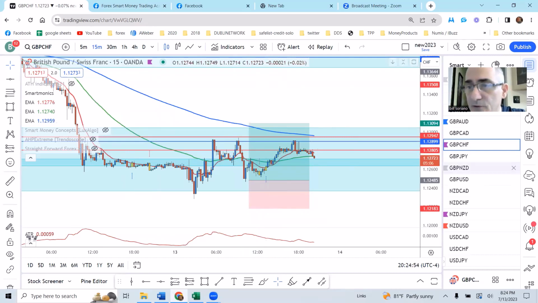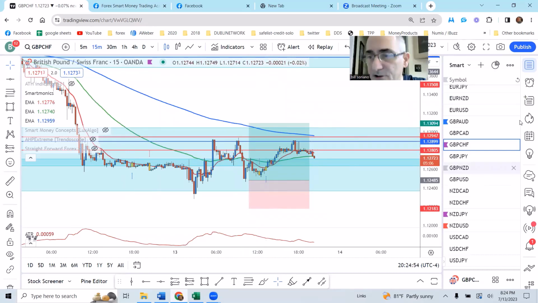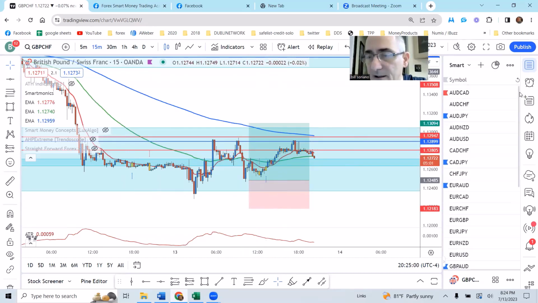So let's go through the list here from the top. The pairs that have alerts that have gone off have these different colored flags by them. All the pairs without a colored flag, the alerts haven't gone off yet, or they've gone off and they're just not significant.